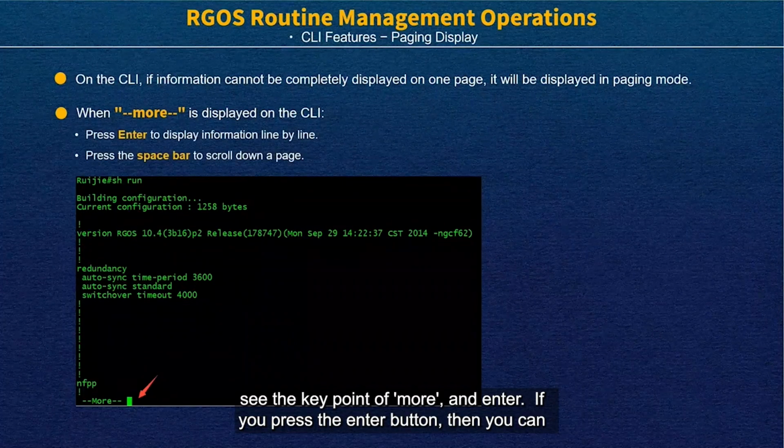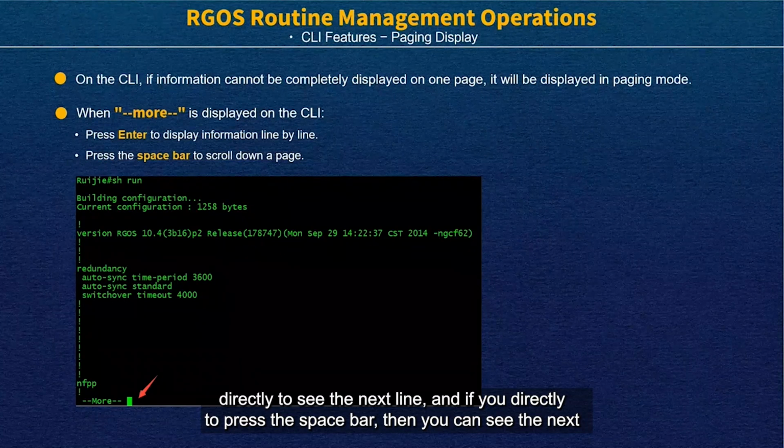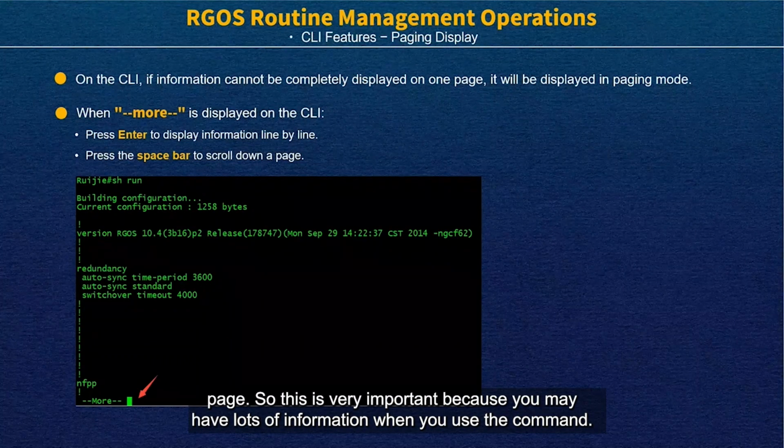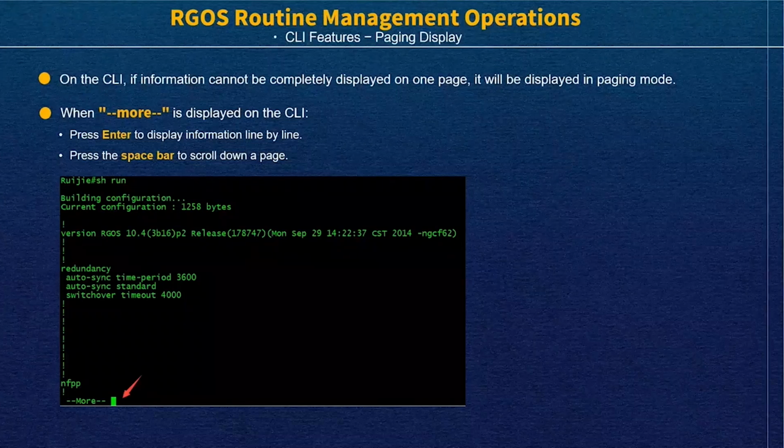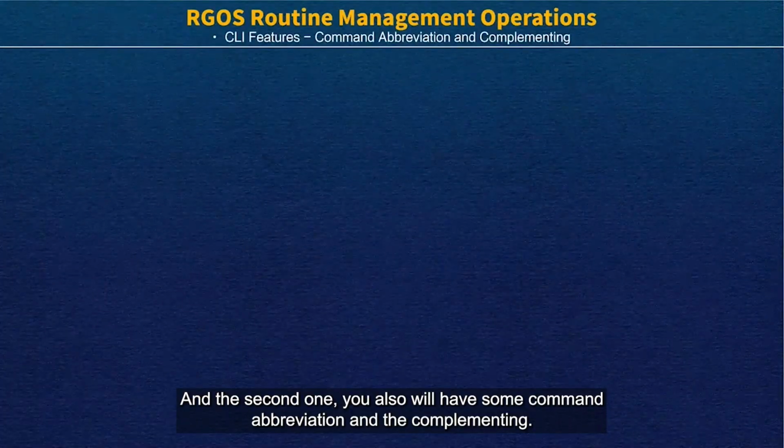Next one, if you press the enter button, then you can directly see the next line. And if you directly press the space bar, then you can see the next page. So this is very important because maybe you have lots of information when you use one command. And the second one, you also will have some common abbreviation and complementing.